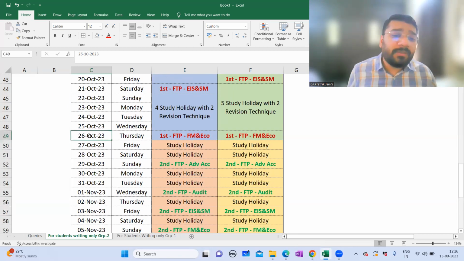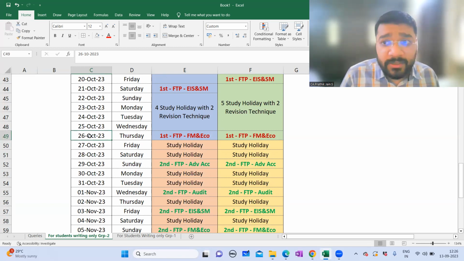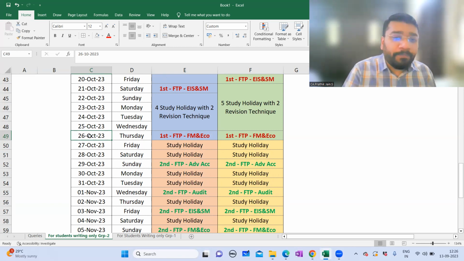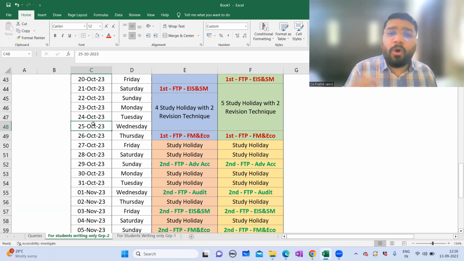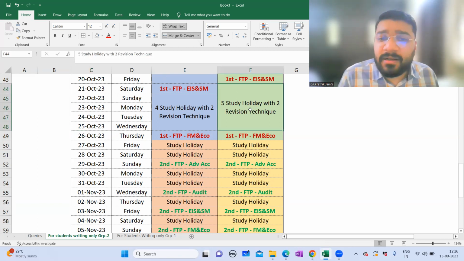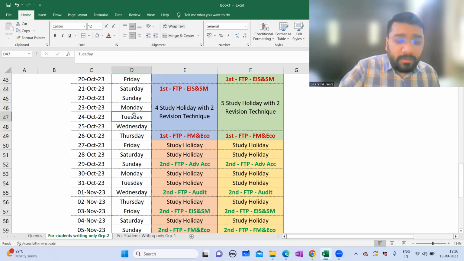If you come further in reverse, 26th October, Thursday, guys, that should be the date by which you should complete your first full portion test of paper number 4, which is Financial Management, Economics for Finance, FM and ECO. So I've given here a 4 study day holiday with 2 revision techniques. If you feel that, sir, 4 study days is not sufficient, you might follow option 2, where I've given 5 holidays in between, along with 2 revision techniques to prepare for your first full portion test. If you're choosing option 1, I've given 4 holidays in between.